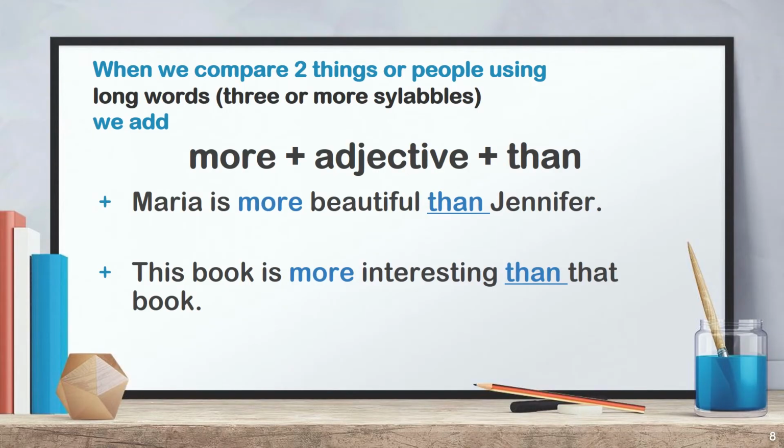When we compare two things or people using long words, like three or more syllables, we add more before the adjective plus than. Like beautiful. The adjective beautiful, you can't say beautifuler. No. You can't say interestinger. No, it's odd. It's so odd and heavy to hear. So what we say is Maria is more beautiful than Jennifer. More beautiful than. This book is more interesting than that book. So here I added more before the adjective because we can't say beautifuler or interestinger. Also the word wonderful. You can't say wonderfuler. No, no. Please don't make this mistake.